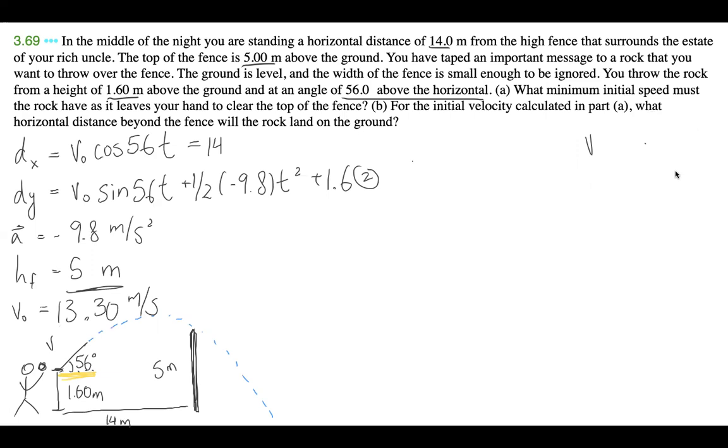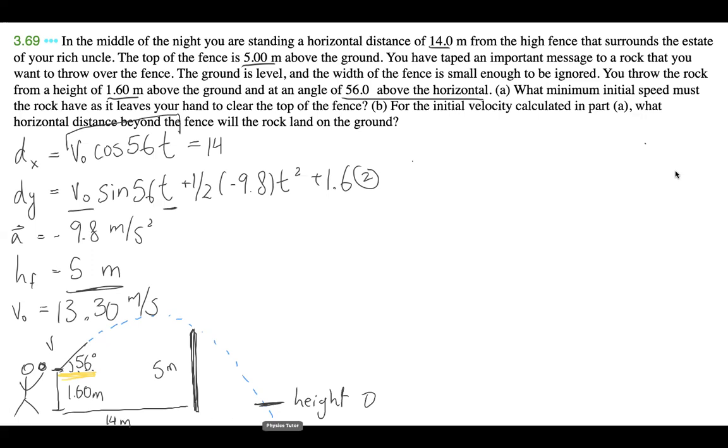Okay, so we know that at a height of 0, that's when the rock is going to land on the ground. And yes, that sounds obvious, but that's what we can use to plug into this dy equation, right? So if we set the height equal to 0, and we already know what the v naught is, then we can solve for the t. And then because we have the time, we can just plug that into this equation right over here, and we'll get the distance all together, right? And then we can subtract 14 to find the distance just beyond the fence, right?